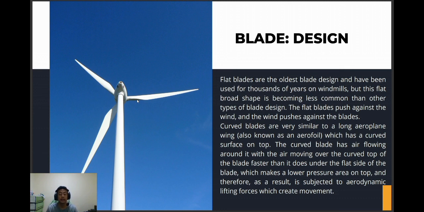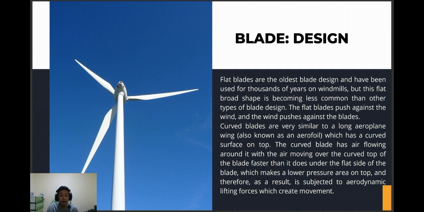Curved blades are very similar to a long airplane wing, also known as an airfoil, which has a curved surface on top. The curved blade has air flowing around it, with the air moving over the curved top of the blade faster than it does under the flat side of the blade, which makes a lower pressure area on top and therefore, as a result, is subjected to aerodynamic lifting forces which create movement. So, makikita natin dito sa picture na to.